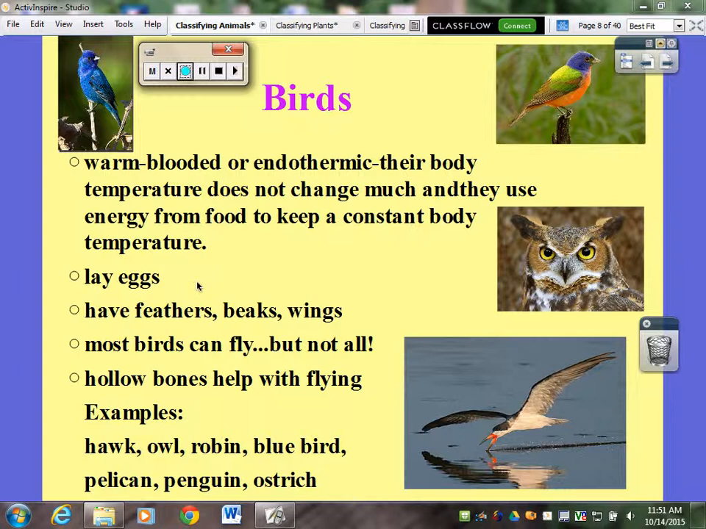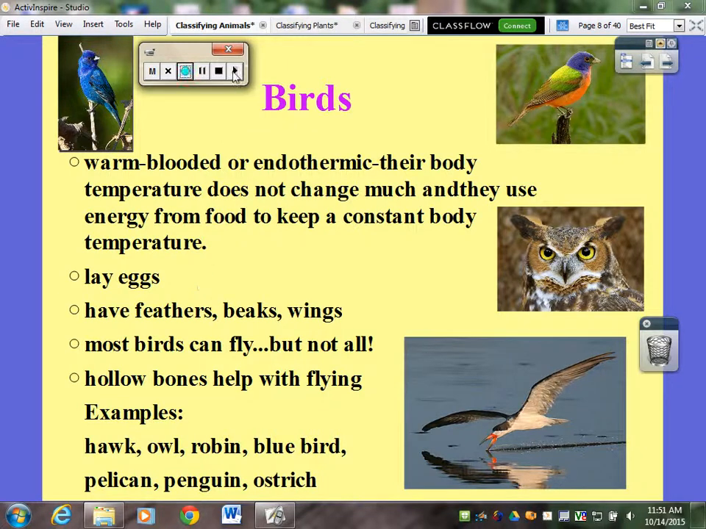They do have bones, obviously, but think about it, a bird can't be super heavy or else it wouldn't be capable of flying, so their bones are actually hollow. They don't have a lot inside their bones, so they're lighter and able to fly. Some of the examples we talked about: hawks, owls, bluebirds, penguins, robins, anything you may see flying around with feathers, beaks, and wings. Very good.